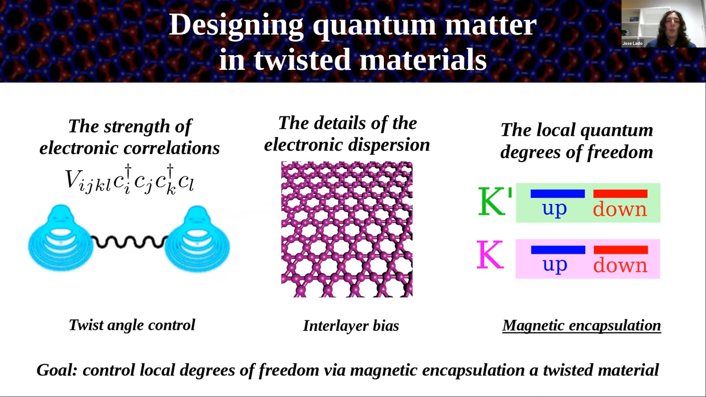The second thing is that you want to control small details of the electronic dispersion. So for example, you may want to control where your chemical potential is exactly, or what are some very small splittings in the different bands that we can also control by using interlayer biases, for example, as is shown in twisted double bilayers. And there's a third thing that is perhaps a little bit more complicated to control, which is the local degrees of freedom that we have in our state. So usually if you think about twisted bilayers or twisted dichalcogenides, we usually have several quantum numbers like valley and spin, but for some correlated state, we may want to only have valley, or we may want to only have spin.